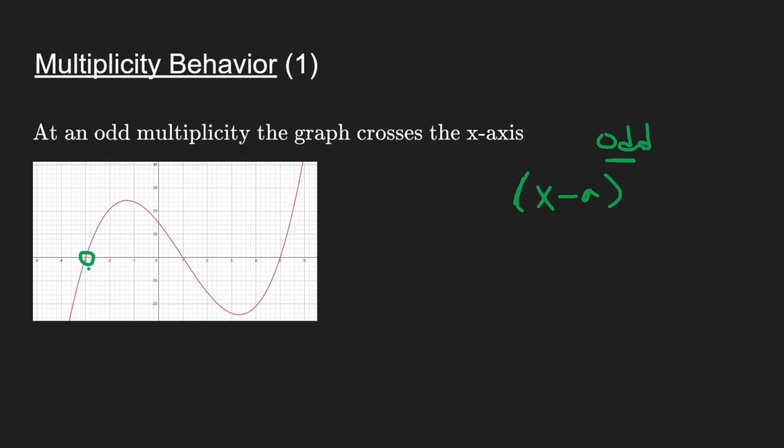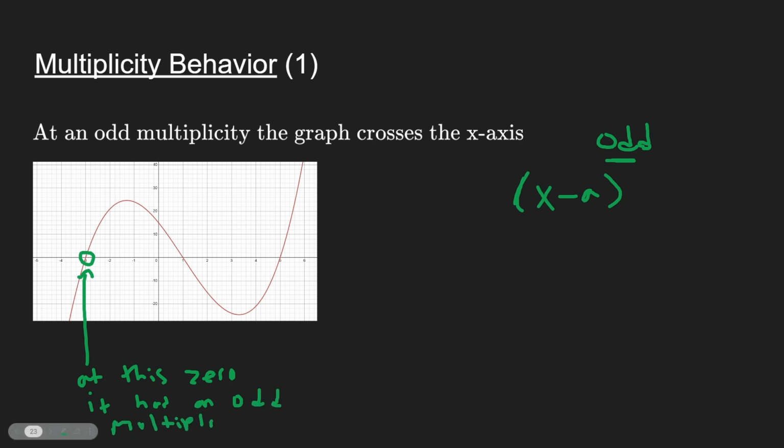That indicates at this 0 right here, so let me write that in. At this 0, it has an odd multiplicity. So if a graph crosses the x-axis at a 0, then that means it has an odd multiplicity.